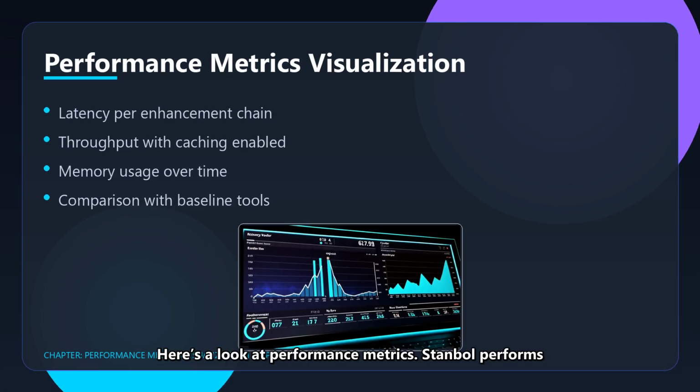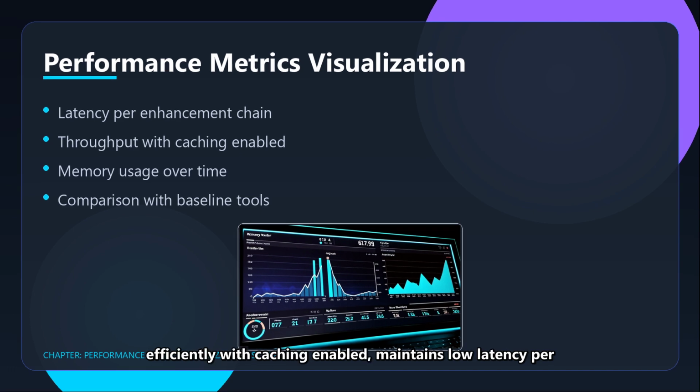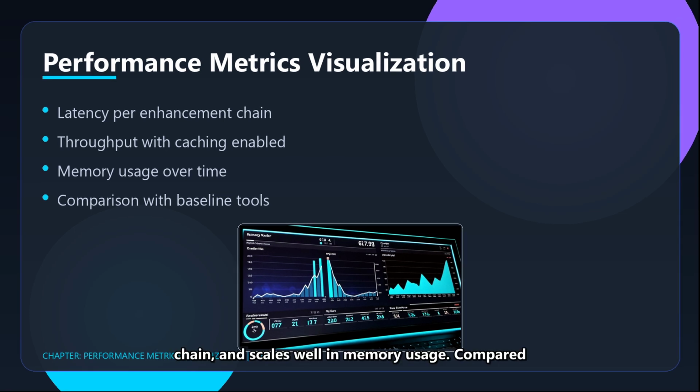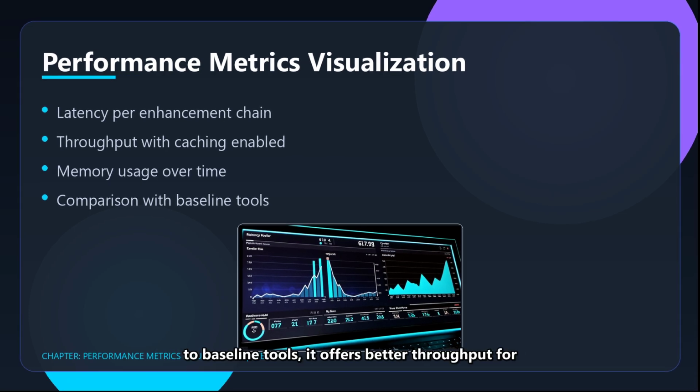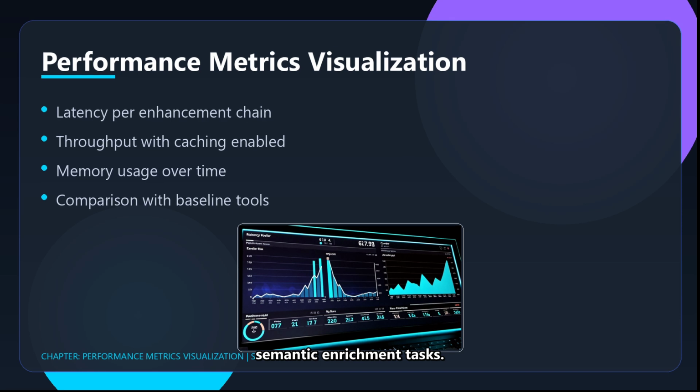Here's a look at performance metrics. Stanbol performs efficiently with caching enabled, maintains low latency per chain, and scales well in memory usage. Compared to baseline tools, it offers better throughput for semantic enrichment tasks.